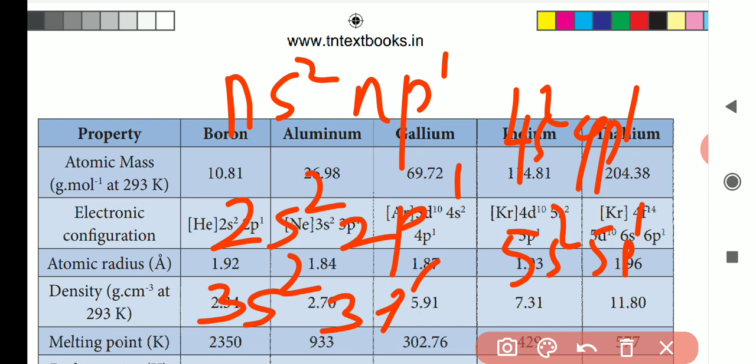So it has 3 valence electrons in the outermost orbital. The valency of the boron family is known as 3, that is, the combining capacity of the boron family is 3. Boron, aluminum, gallium, indium and thallium have 3 valence electrons in their outermost orbitals.